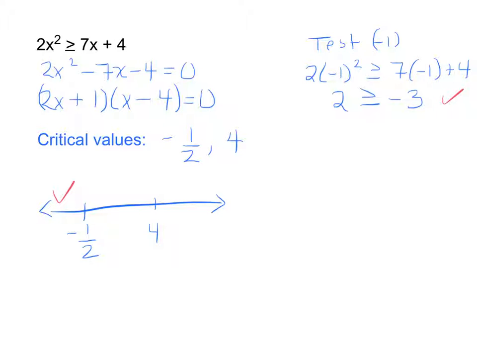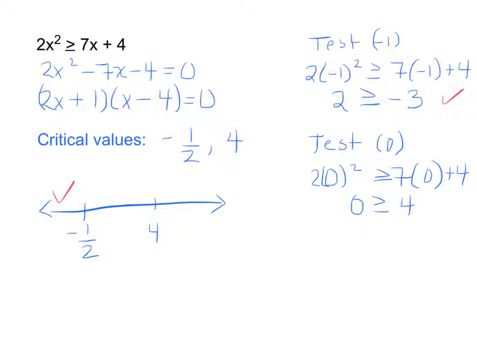So we'll test the region from negative 1/2 to 4. I'm going to test my favorite value to test, a 0, but you could choose something else if you want. 2 times 0 squared, 7 times 0 plus 4. That comes to 0 is greater than or equal to 4. True or false? False. So those numbers between negative 1/2 and 4 are not a part of the solution.